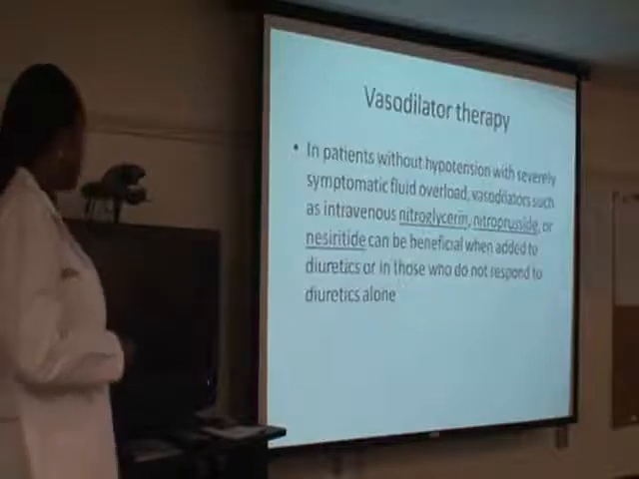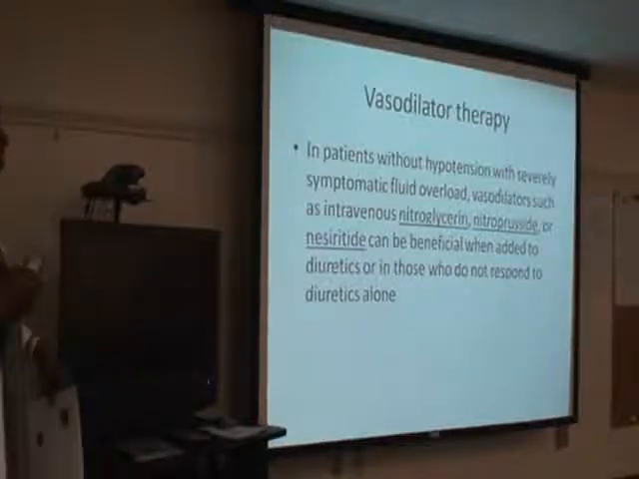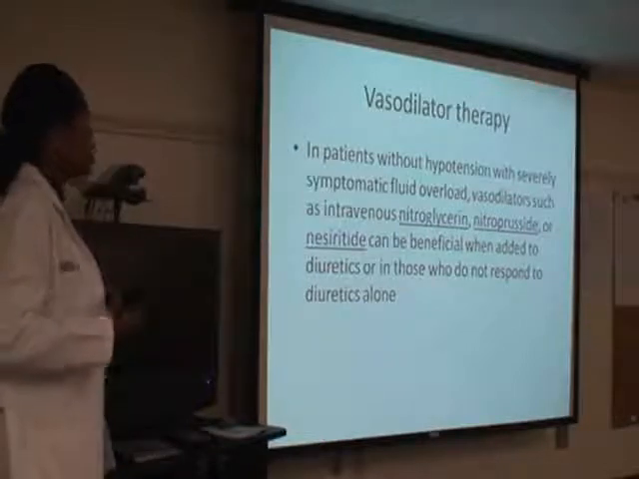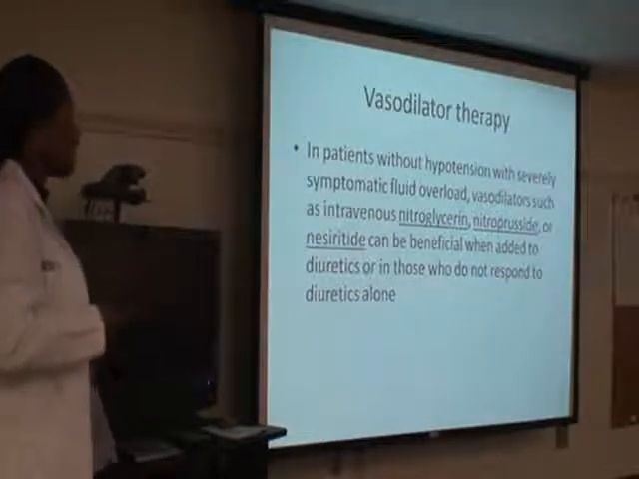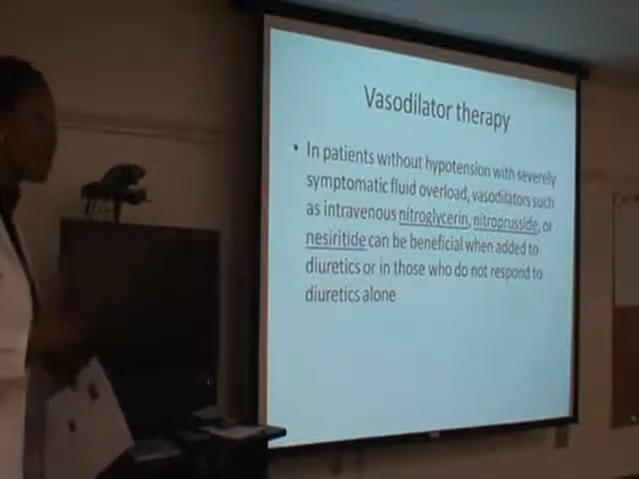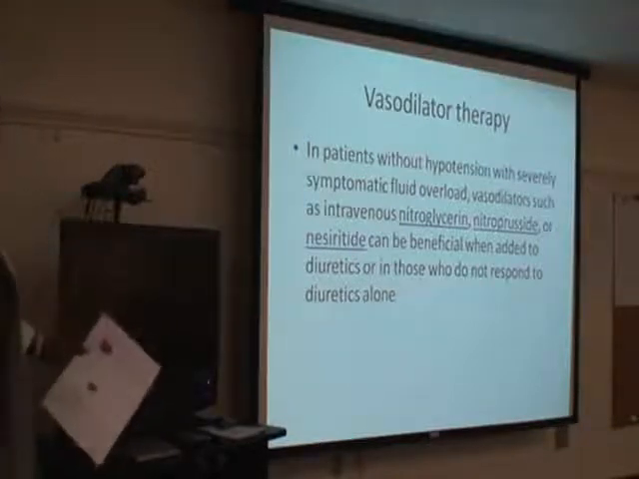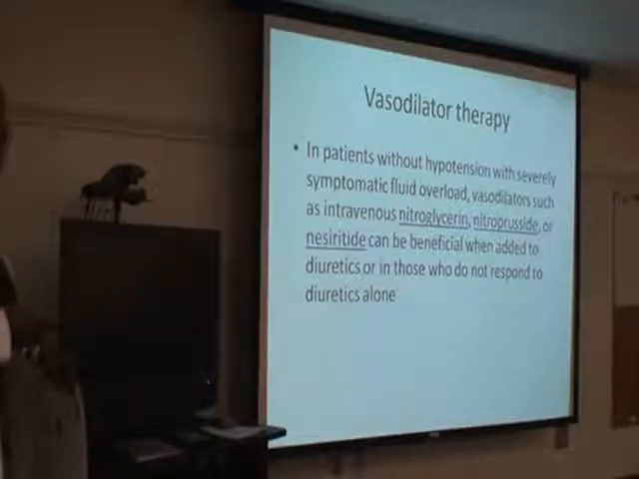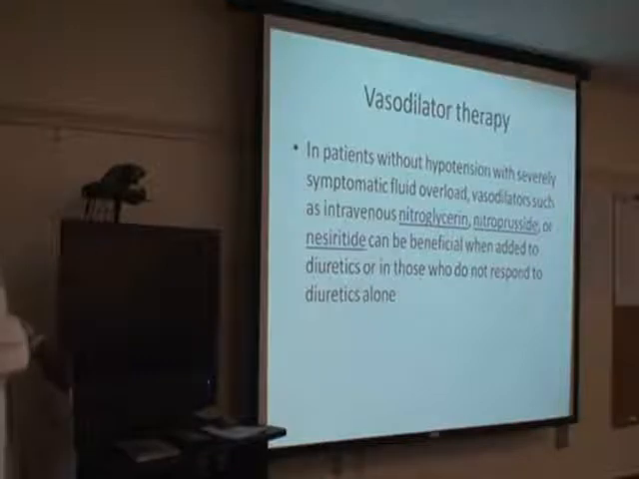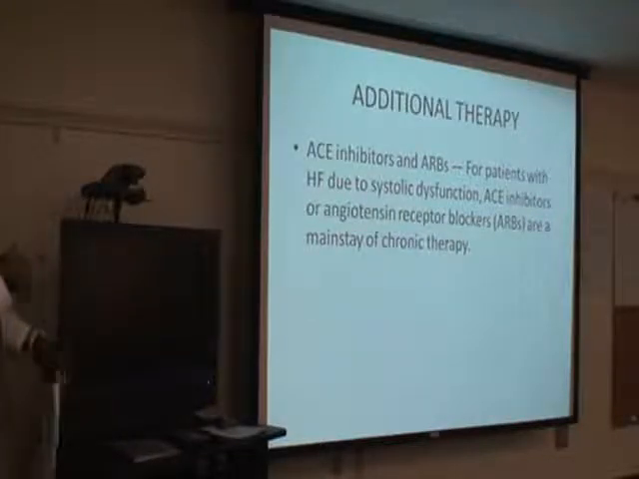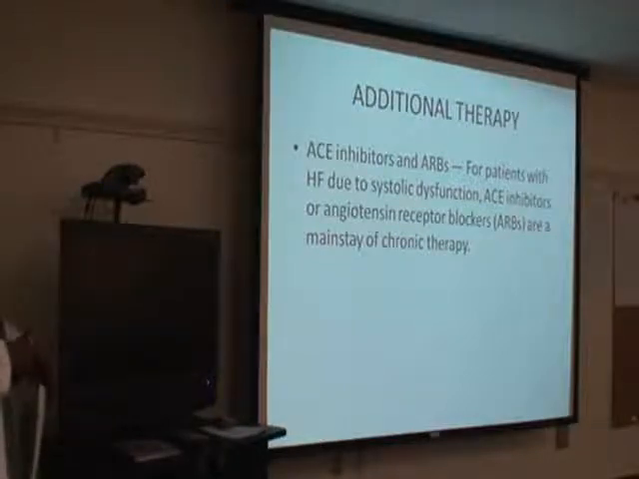Now, if patients aren't hypotensive, or if they're coming in with severe fluid overload, you can use vasodilators like nitroglycerin. You can use nitroprusside, especially if the blood pressure is very high, or they're coming in with severe acute valve regurgitation, like aortic regurgitation. And you can also use Nesiritide. We're going to talk a little bit more about ACE inhibitors in the future, but ACE inhibitors are also used in heart failure.